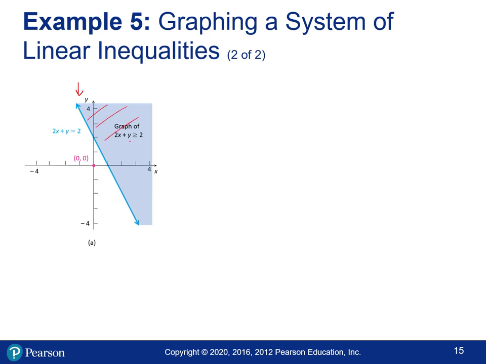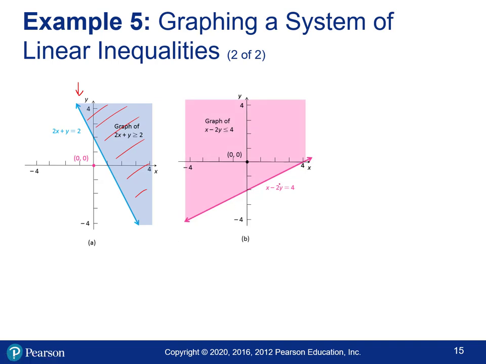So we shade over here because that test point didn't work. Then our second line is this one here. This was from our second inequality. And then when we tested 0, 0 into that inequality, it does satisfy it. So we want the side of the line that includes that test point.